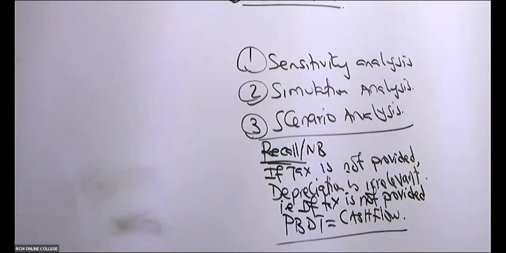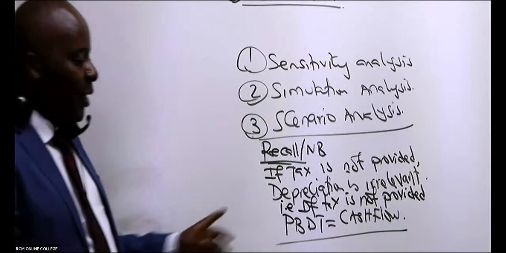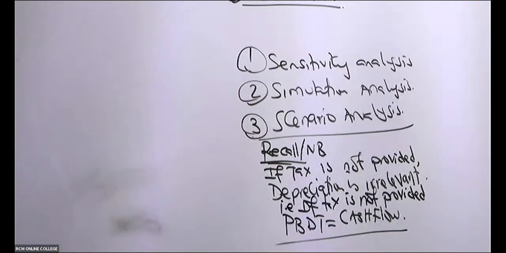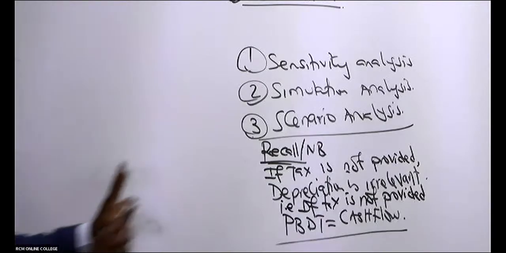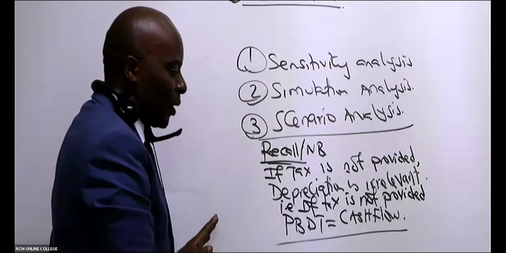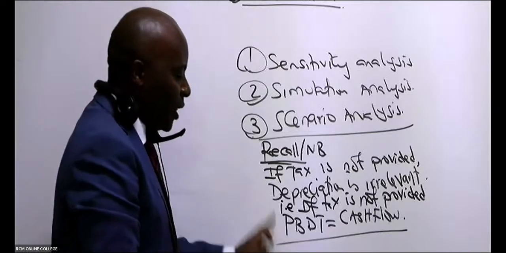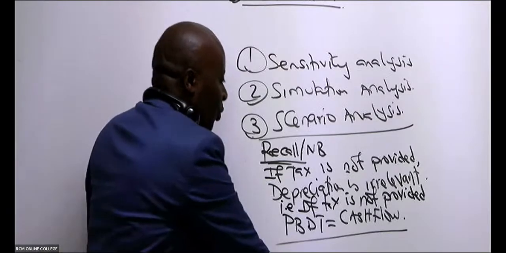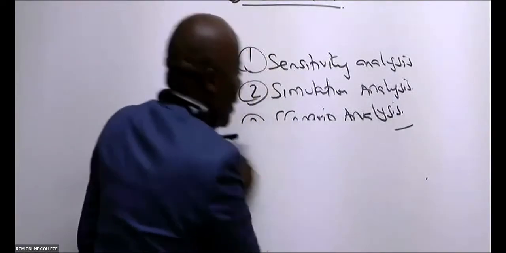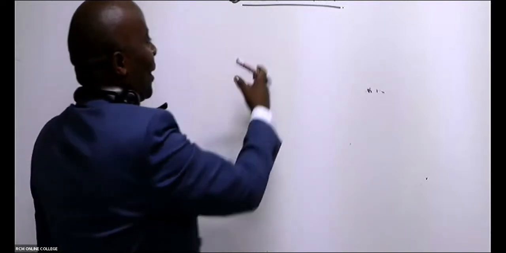If tax is not provided, PBDT stands for profit before depreciation and tax. You can write this in full if this is the first time you're seeing this. Profit before depreciation and tax will be cash flow. You don't have to calculate depreciation and then start subtraction. No, that will be a waste of time, because at the end of the day, this one will be equal to cash flow. Illustration for you to understand this, because this is the bedrock of this topic. So let's look at various questions here.